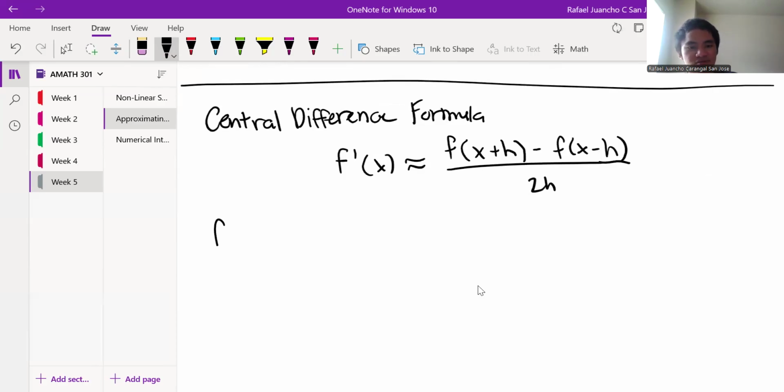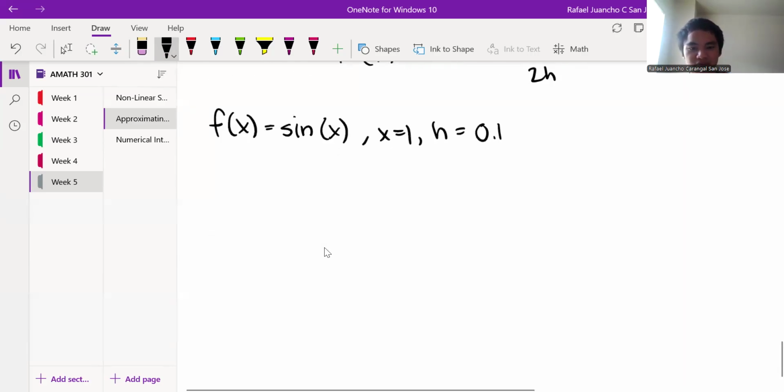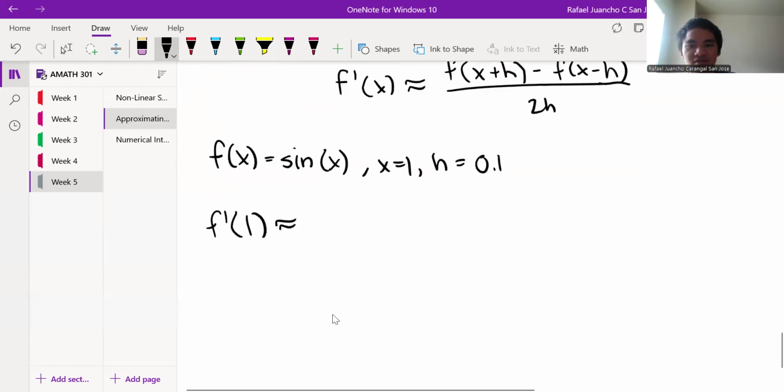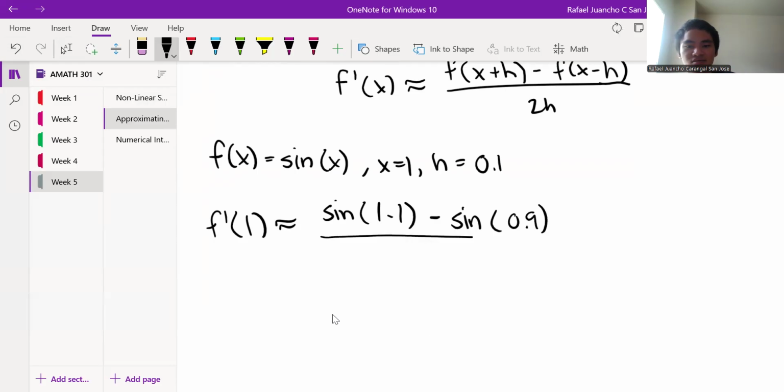So let's try that previous example. This was sine x, right? Just keep it simple. And then my x is 1, and my h is, again, 0.1. Let's see, is this better? So again, we approximate by plugging everything into our central difference formula. We have sine of, I think this was 1.1, right? Minus sine of 0.9, divided by 2 times h.